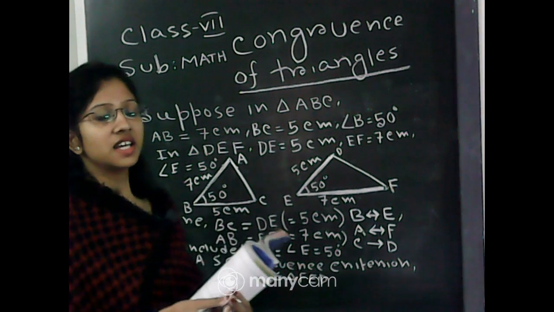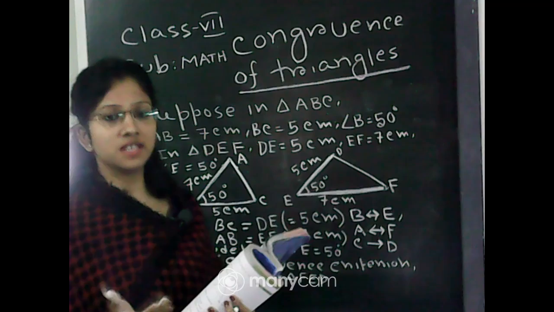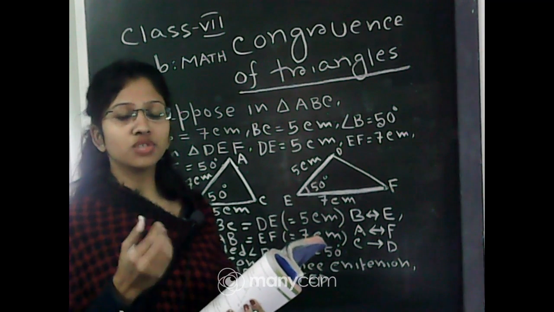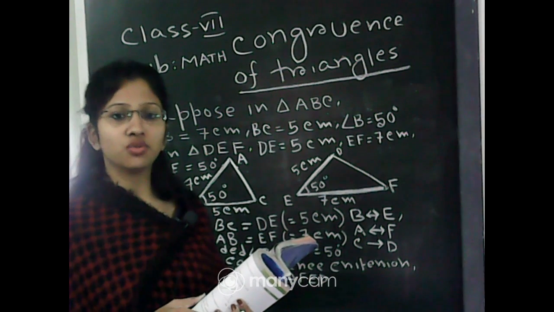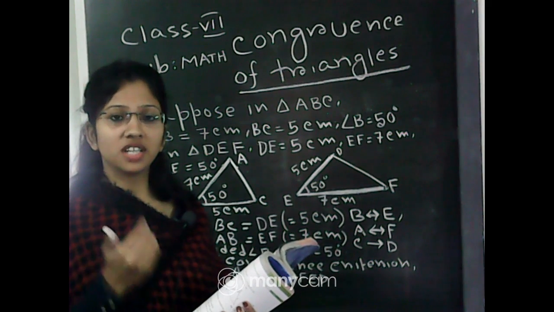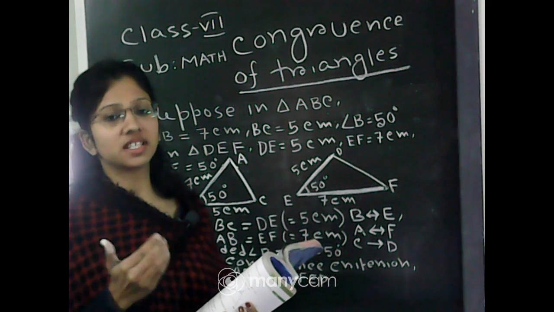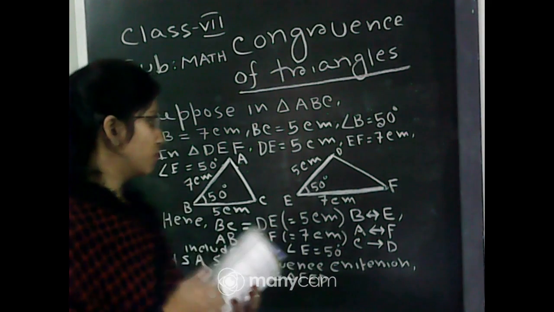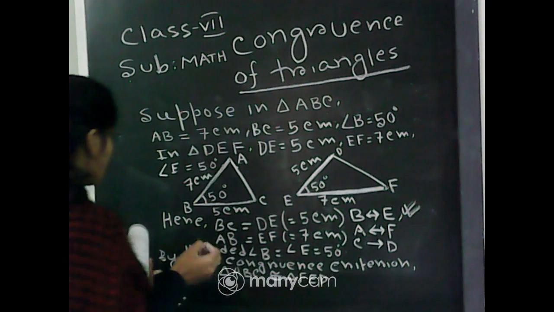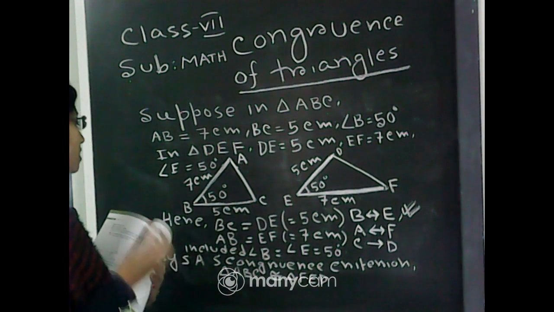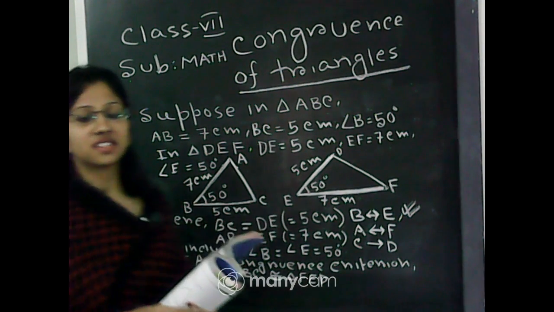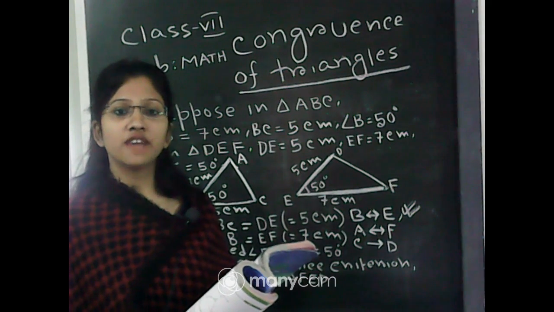Since the SAS congruence criterion is: if under a correspondence two sides and the angle included between them of a triangle are equal to two corresponding sides and the angle included between them of another triangle, then the triangles are congruent. And here the correspondence is this, therefore by SAS, that is the side angle side congruence criterion, triangle ABC is congruent to triangle FED.